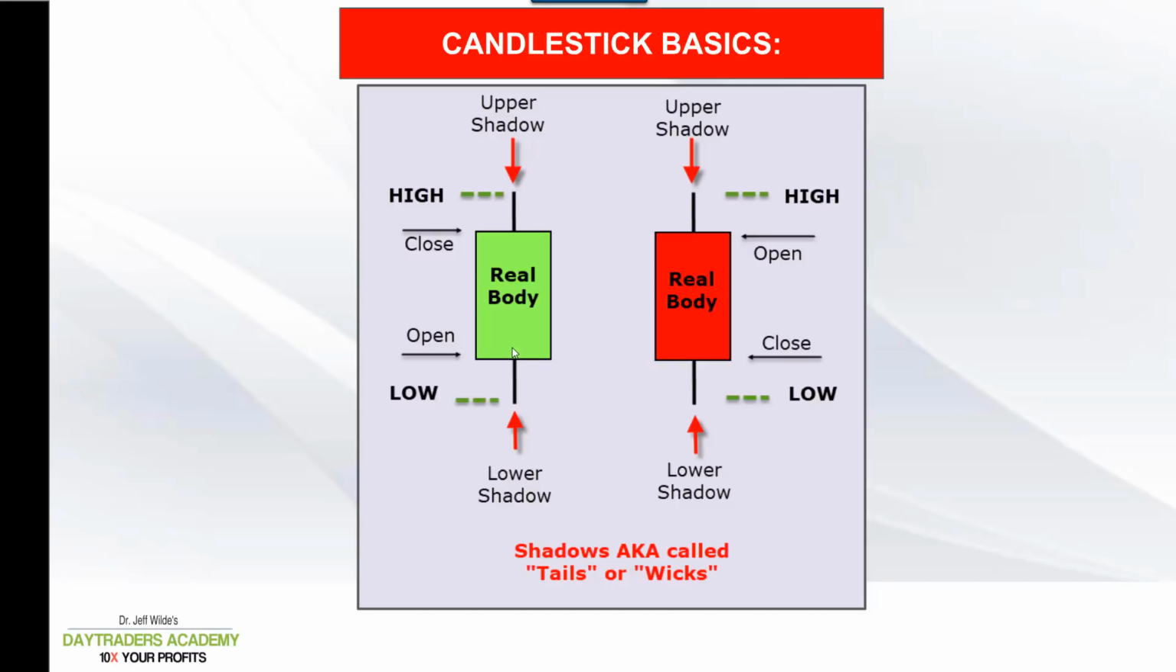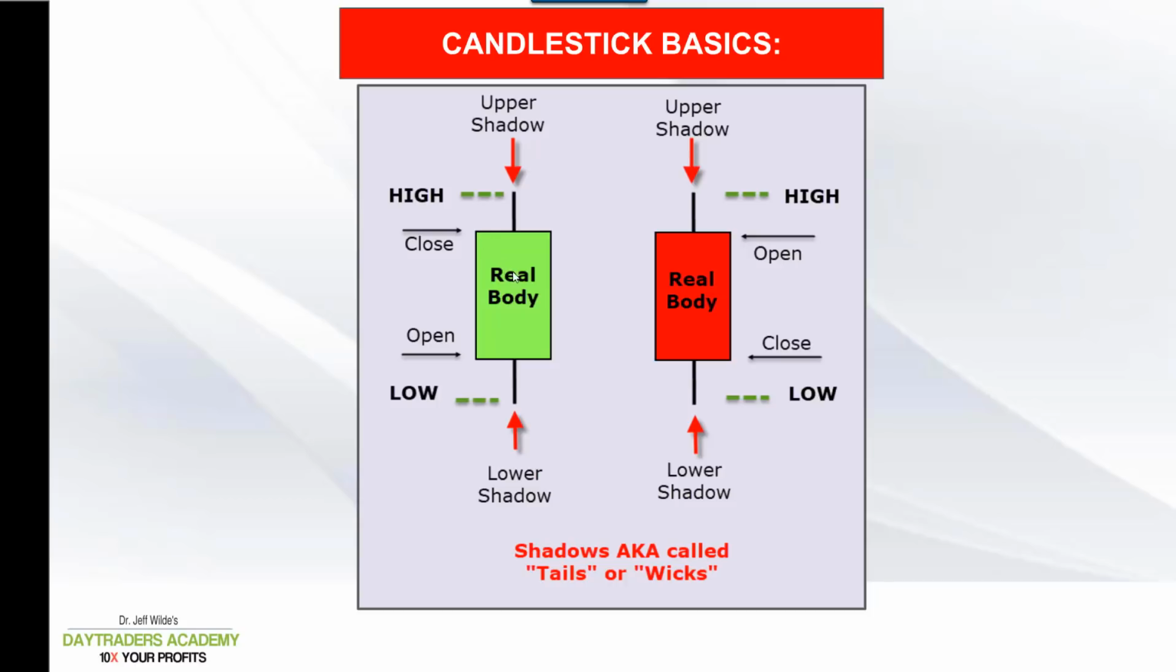there's several parts to a candlestick. The red part here, or the green part, is what's called the body of the candlestick. The bottom part is where the market opened. That's the first price that the market traded at. It's the opening price. And the top part of the body is where it closed.